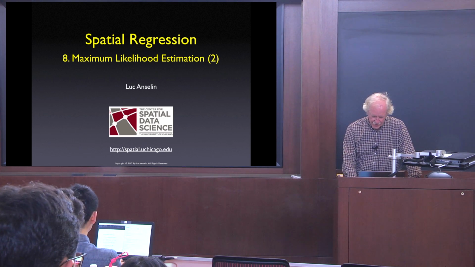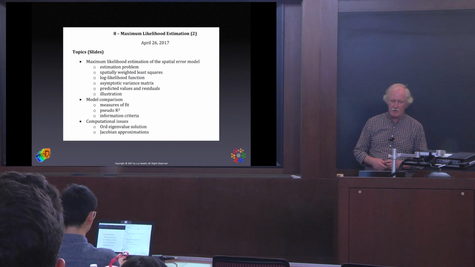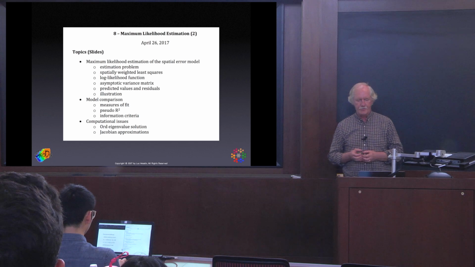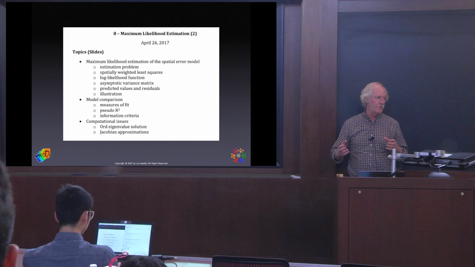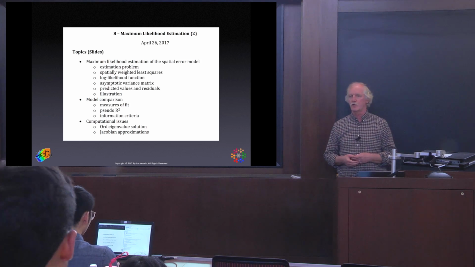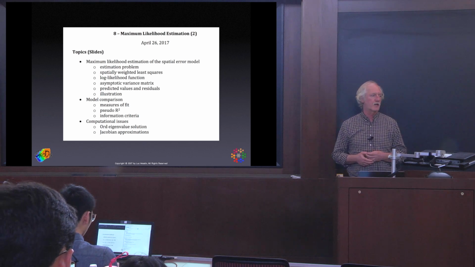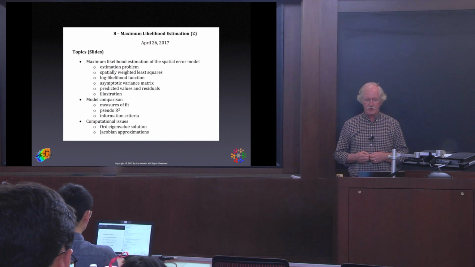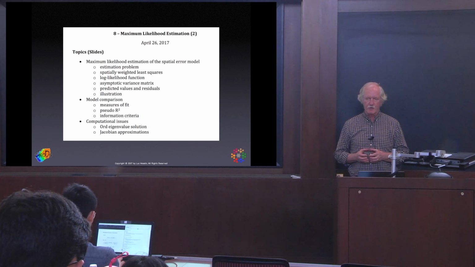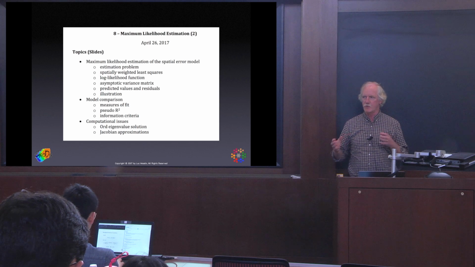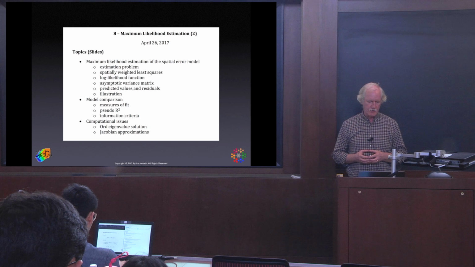What I want to do today is basically do the same thing for the error model. It's the same general idea. You get the likelihood function, you find the first order conditions to find the estimates, and second order conditions to construct an asymptotic variance matrix. And then we'll talk a little bit about concepts of predicted values and residuals, which is not as straightforward as it is in a standard regression.